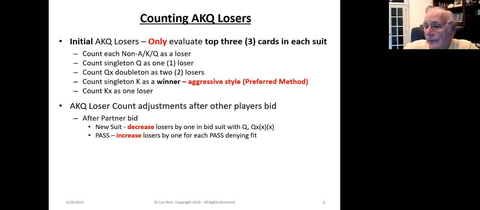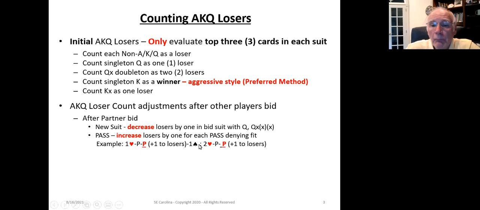increase the number of losers because your partner doesn't have more than 5 points. Okay? Now, that's a way of upgrading and downgrading your hand. So you've got the example here. You're looking at hard point, pass, pass. So you're going to add 1 loser.